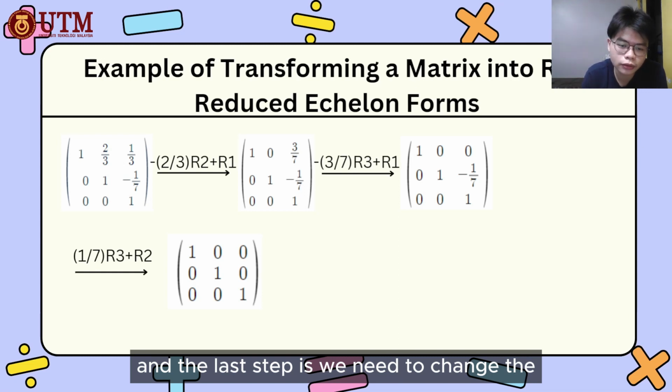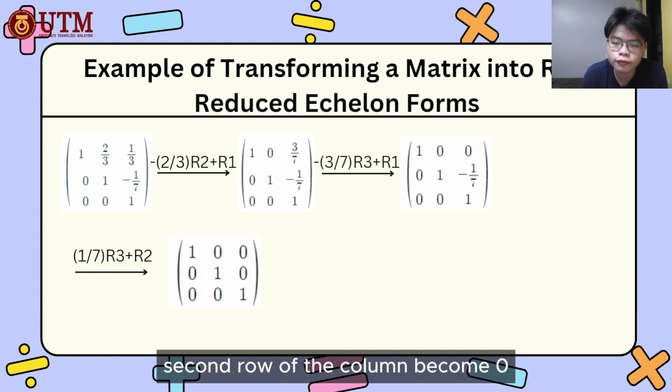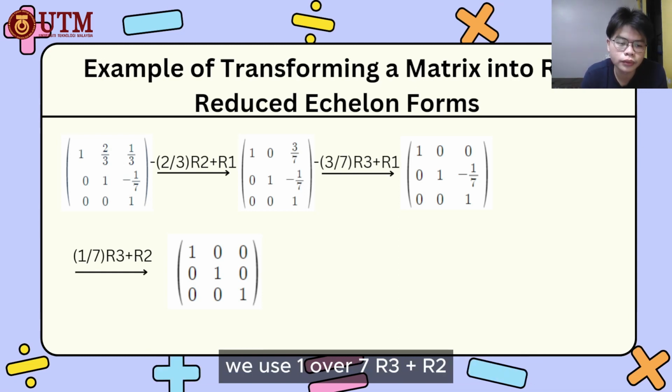And the last step is we need to change the second row of the third column to become 0. We use 1 over 7 R3 plus R2, and the final product is in row reduced echelon form. And that's it. Thank you.